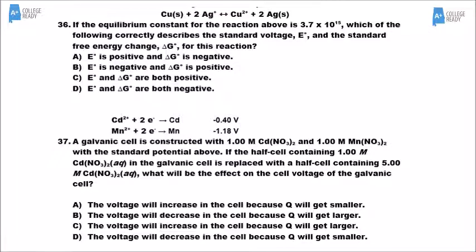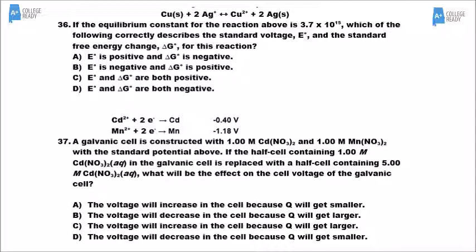We know that the K value, or equilibrium constant, is quite large, which means this reaction does happen, which means delta G is negative. We also know that when something is thermodynamically favorable, the E naught is positive. So we're looking for an answer where E naught is positive and delta G is negative. Letter A.